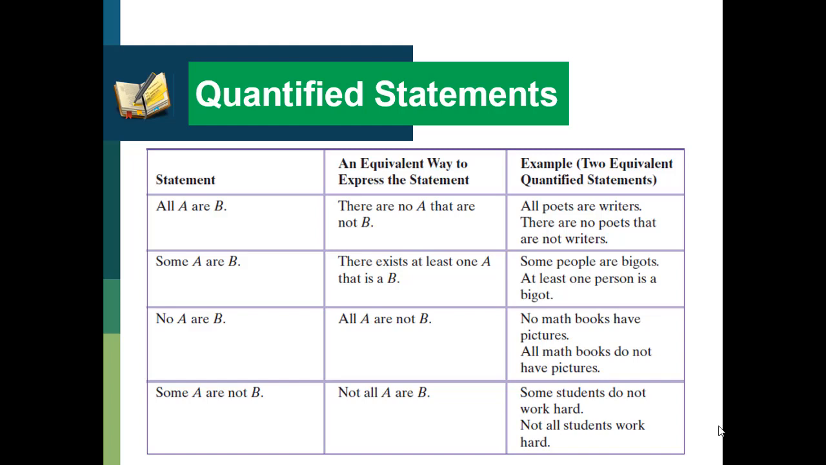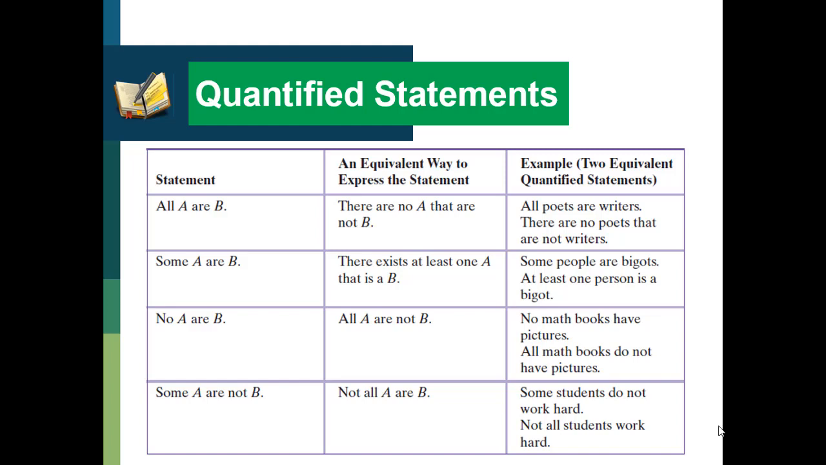Now, what if the statement is no A are B? That means all A are not B. Say for example, no math books have pictures. That means all math books do not have pictures. See, they mean the same thing. They were just expressed in a different manner.